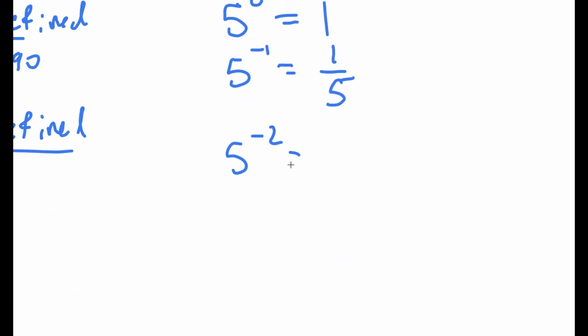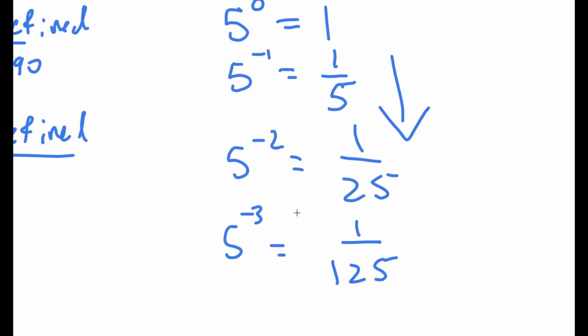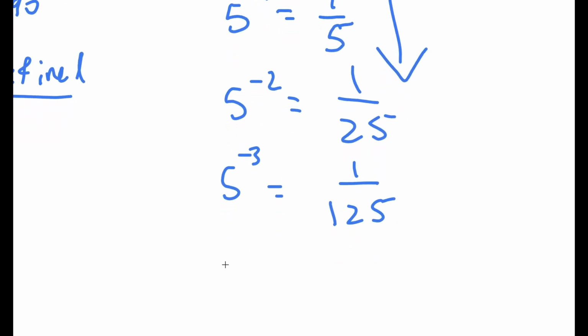Let's do 1 less, 5 to the power of negative 2. This is equal to 1 over 25. 5 to the power of negative 3 is equal to 1 over 125. And this is going to go lower and lower because, as you see, as the exponent decreases, the number decreases as well. However, it's never going to approach 0. No matter how low the exponent might be, we could even do 5 to the power of negative 1 trillion, and it's never actually going to be 0.